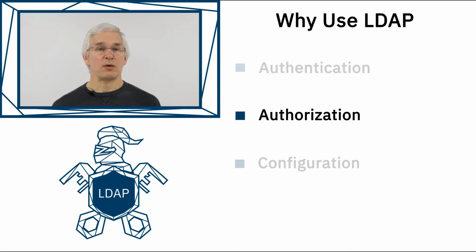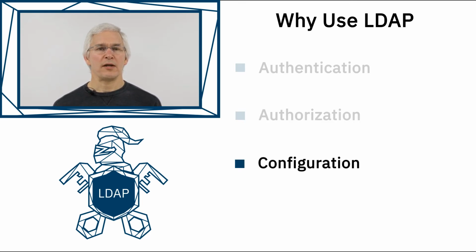Authorization: once an application has used the user's credentials to bind to an LDAP server, the application can get ACLs for a user to determine if they are authorized for a specific operation. ACLs can control more than just LDAP, they can control other applications.